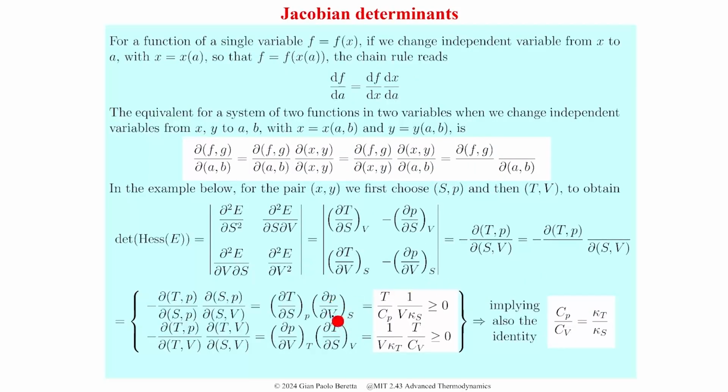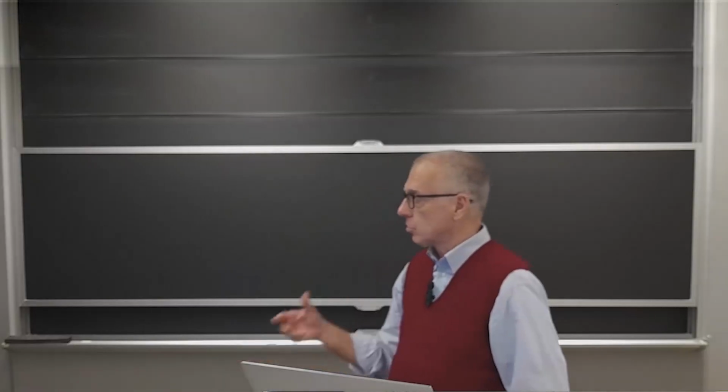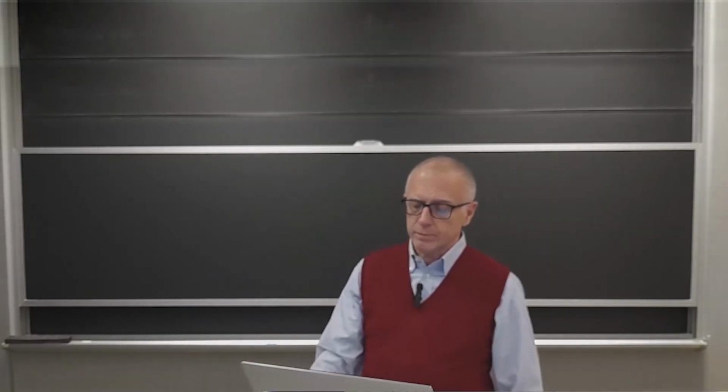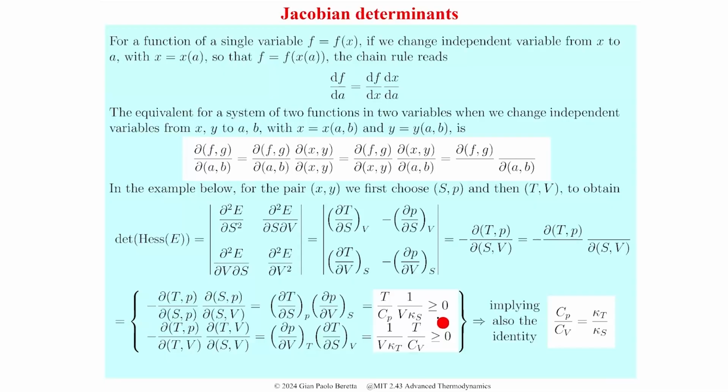And so here you recognize the inverse of the isentropic compressibility. Okay, so first result is that since the determinant of the Hessian matrix has to be non-negative by the conditions of stability that we have already proved, we have this inequality. But that's not the main object here.